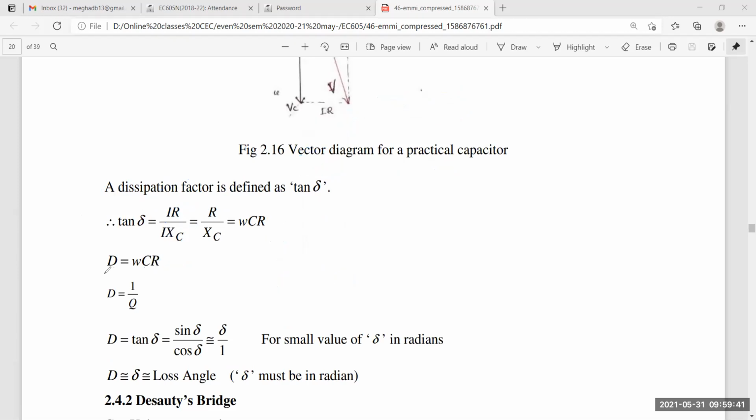We can write here D equals omega CR, where D is the dissipation factor. And I told you the dissipation factor can also be termed as the reciprocal of the quality factor. So we are writing D equals 1 upon Q. So this dissipation factor, if I say D equals tan del, then tan means sine upon cos.